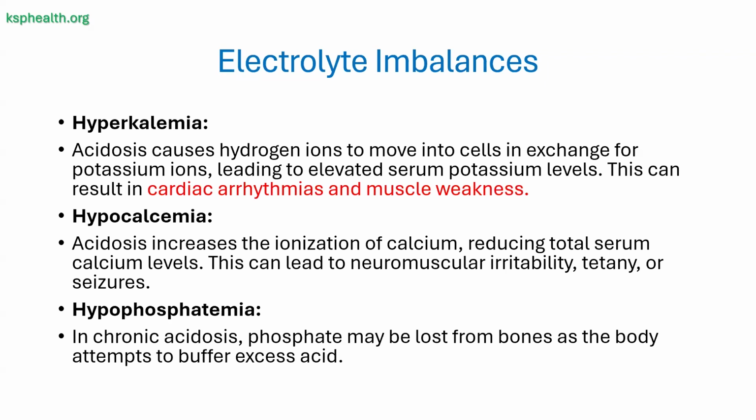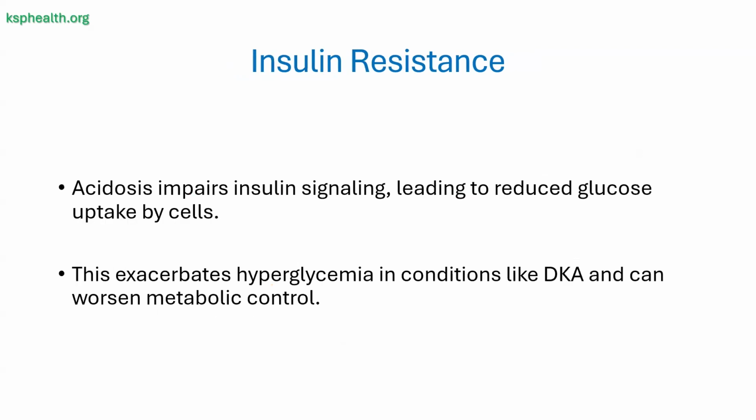The second one is hypocalcemia. Acidosis increases ionization of calcium, reducing the total serum calcium levels. It can lead to neuromuscular irritability, tetany, or seizures. Third, hypophosphatemia. Especially in chronic acidosis, phosphate from the bone moves out to buffer the acidosis. As a result, they can develop muscle weakness and osteomalacia and osteoporosis.